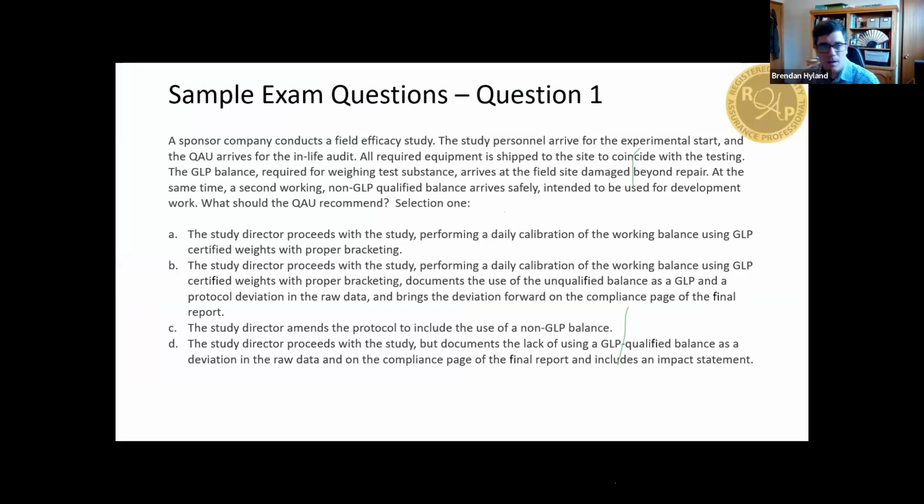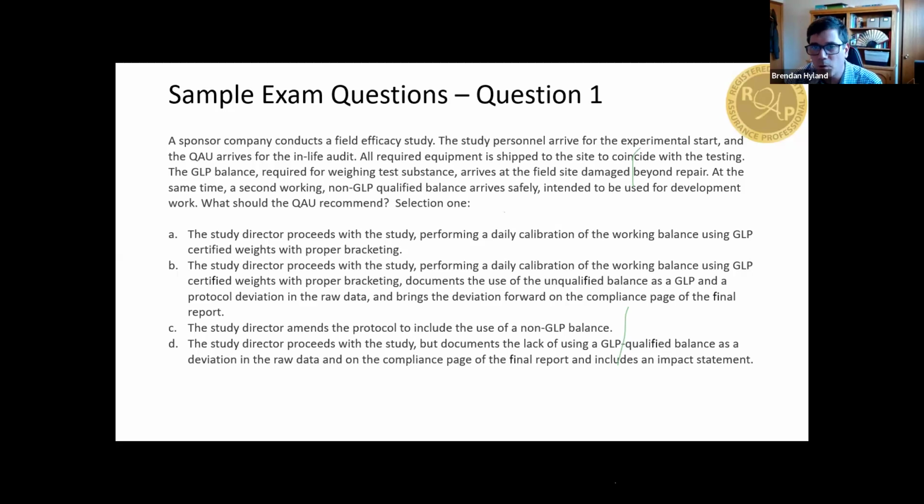These are closer to what you're going to see in the exam. For these, I'd like you to put your answers, just A, B, C, or D, into the chat if you can, and we'll see if we can get everybody to come to a consensus, and we'll talk about the answer. Okay. So for the first one, a sponsor company conducts a field efficacy study.